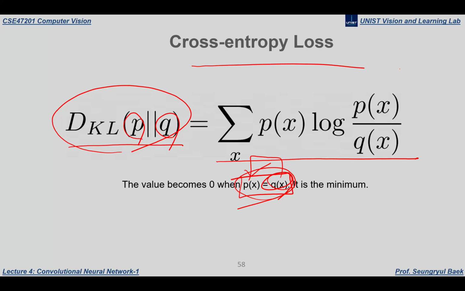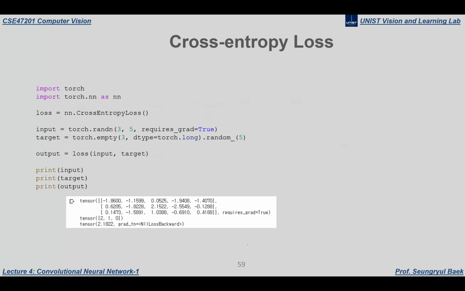For the loss function, you can use this cross-entropy loss. By changing the loss function to cross-entropy loss from BCE or MSE, you can train the multi-class classification task.